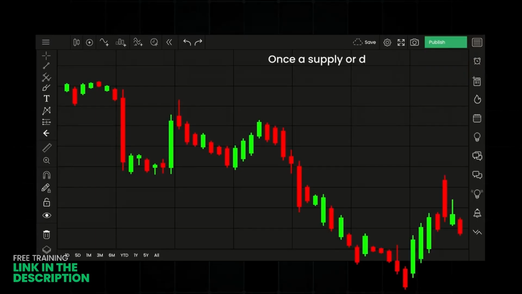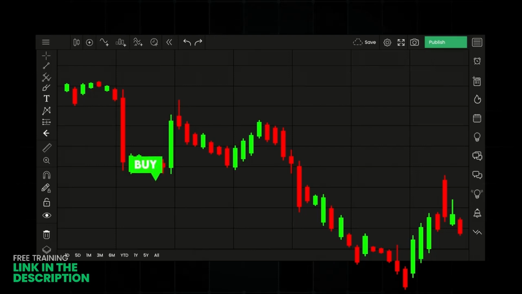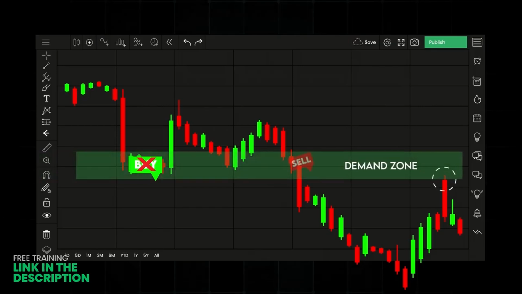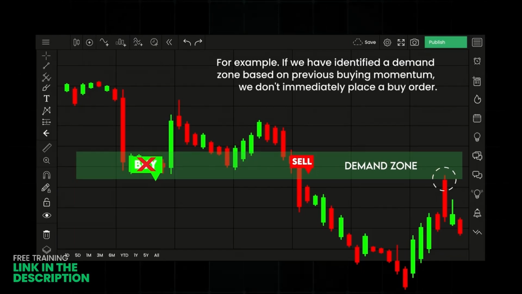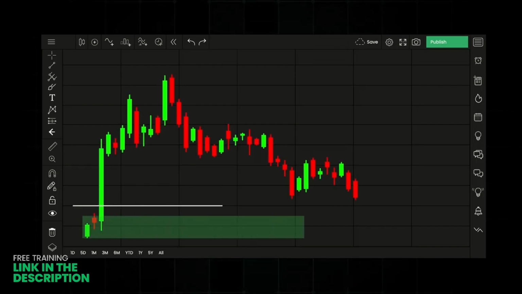Once a supply or demand zone has been identified, the common mistake is to jump right in. However, successful trading demands that you wait for the price to return to these identified zones. This is where the market has previously shown a strong response, and by waiting, you align yourself with the momentum carried by the smart money. For example, if we have identified a demand zone based on previous buying momentum, we don't immediately place a buy order. Instead, we wait for the price to retrace back to this zone.